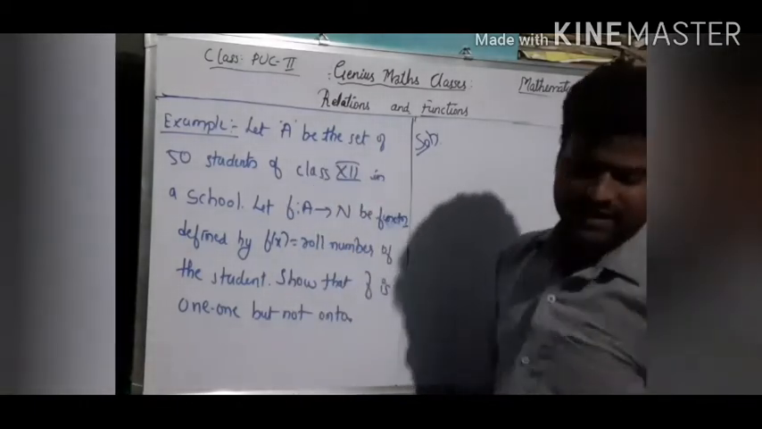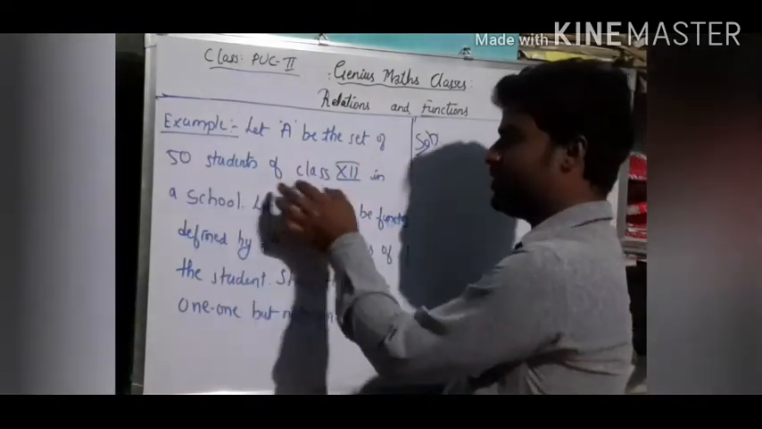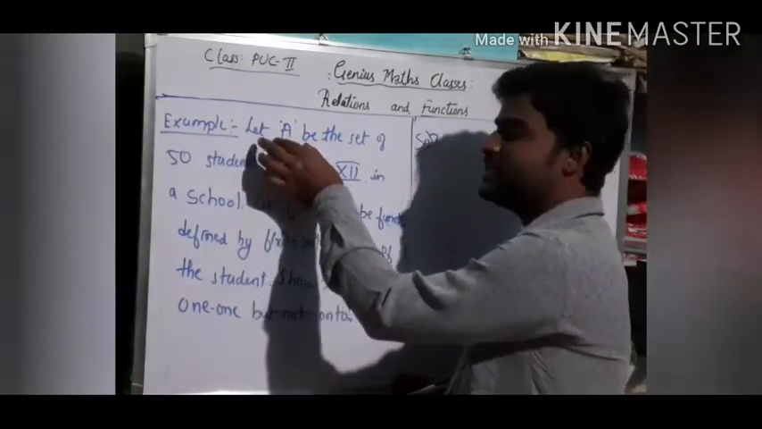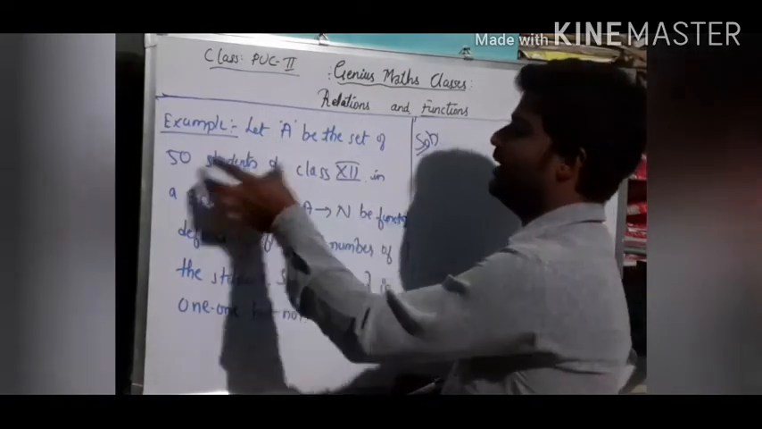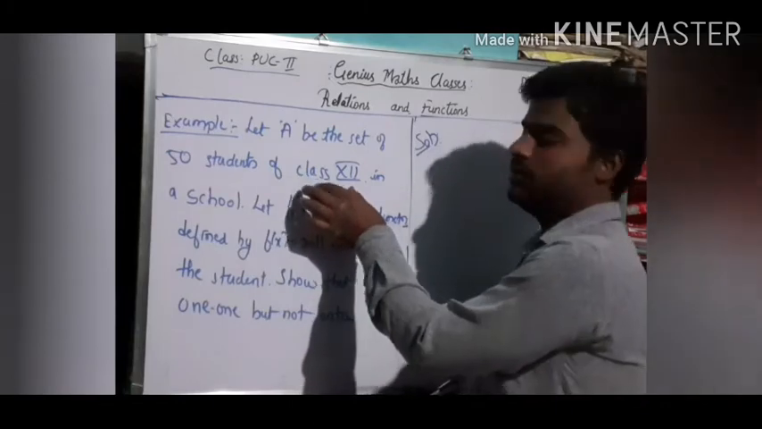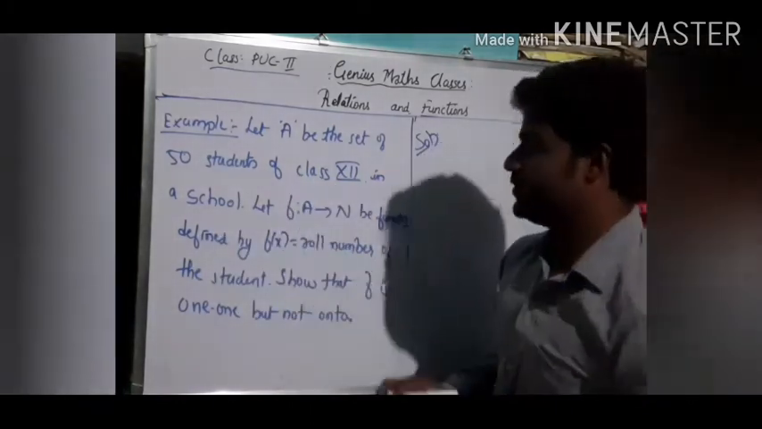We can easily identify it. Let A be the set of 50 students of class 12. This is a set that includes 50 students of class 12, in a school, sorry, in a college.